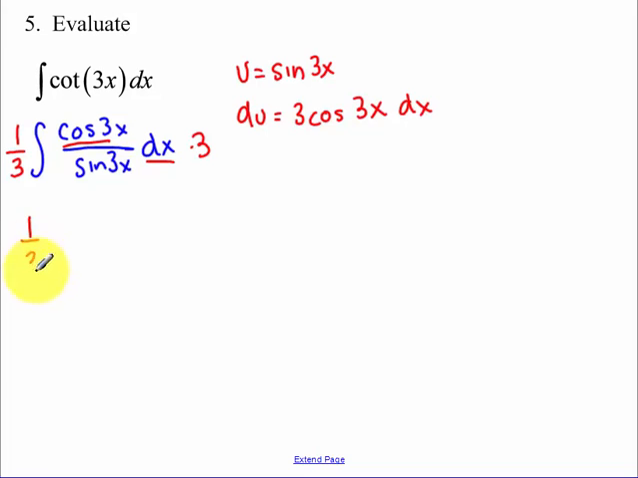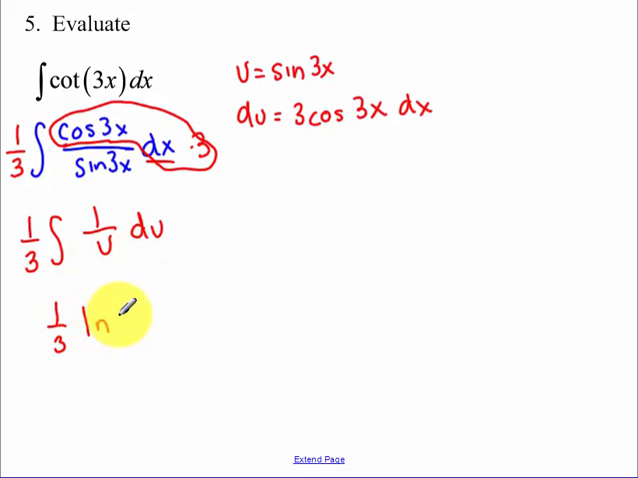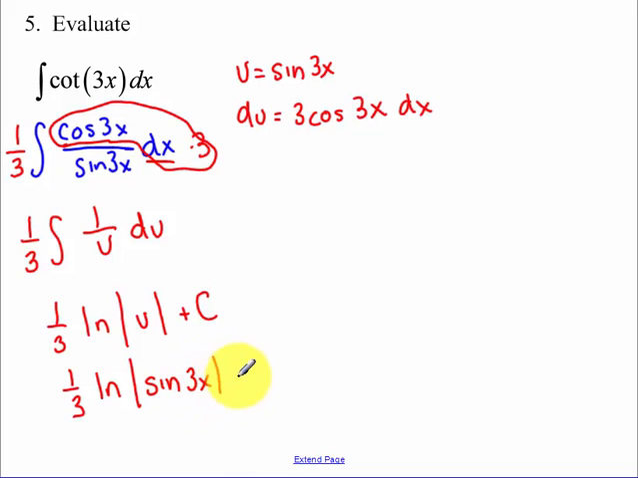So I have 1/3 the integral, all of this is my du. So I have 1 over u du. What's the integral of 1 over u? Well, that's the ln of u plus c. So 1/3 ln of sine of 3x plus c.